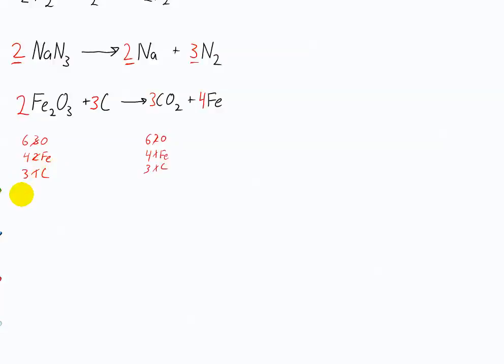The nice thing about doing these problems, even if you're just guessing and you throw random numbers out there, is you can always check your answer. You can look at how many of each atom are on this side and how many on this side. If they match up, you got it right. If they don't, you can go back and try again. It's not like you have to wait till you see the answer to check it.